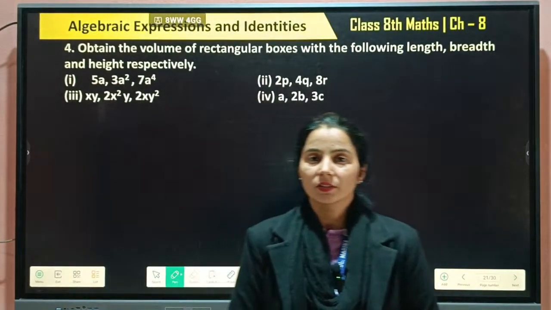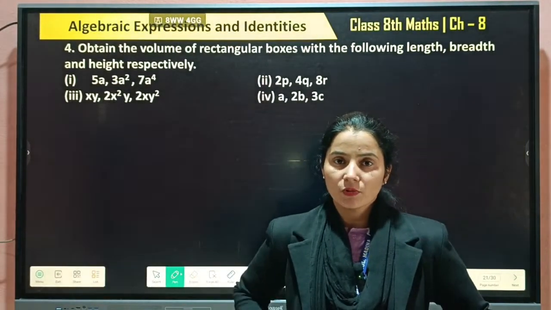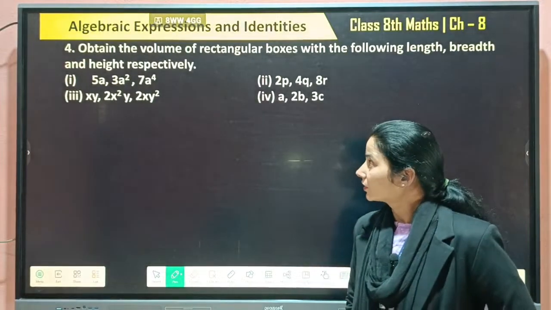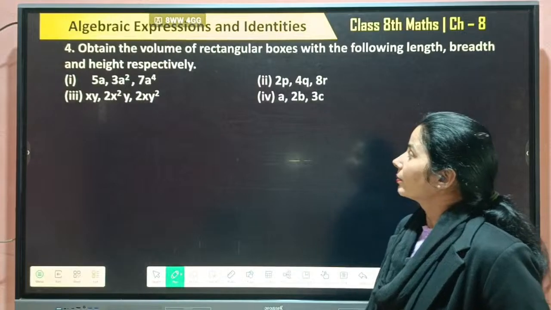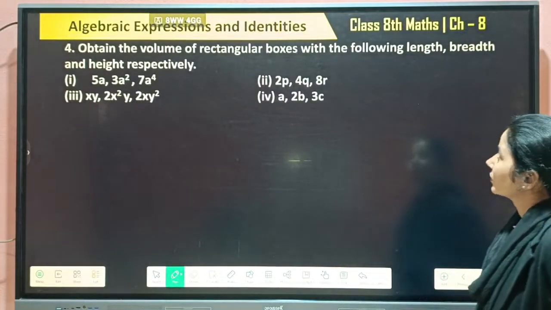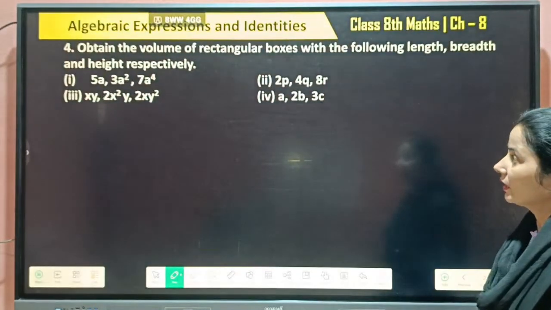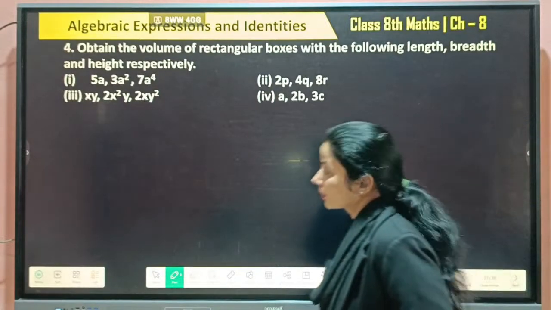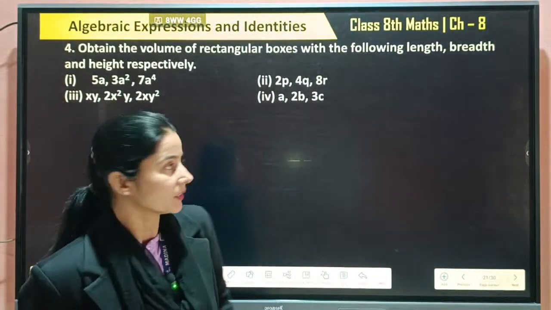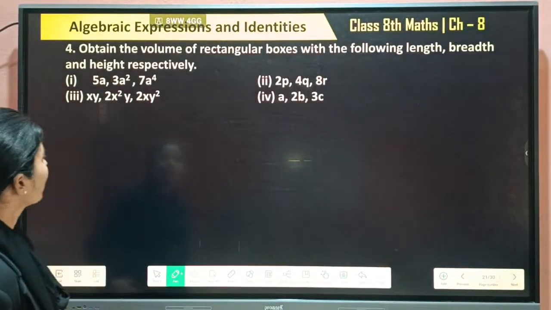This is exercise 8.2. In the last video we already discussed three questions of this exercise. Today we are going to start the fourth question: obtain the volume of rectangular boxes with the following length, breadth and height respectively. The chapter is chapter number 8, Algebraic Expressions and Identities. Let us see what question number 4 is.